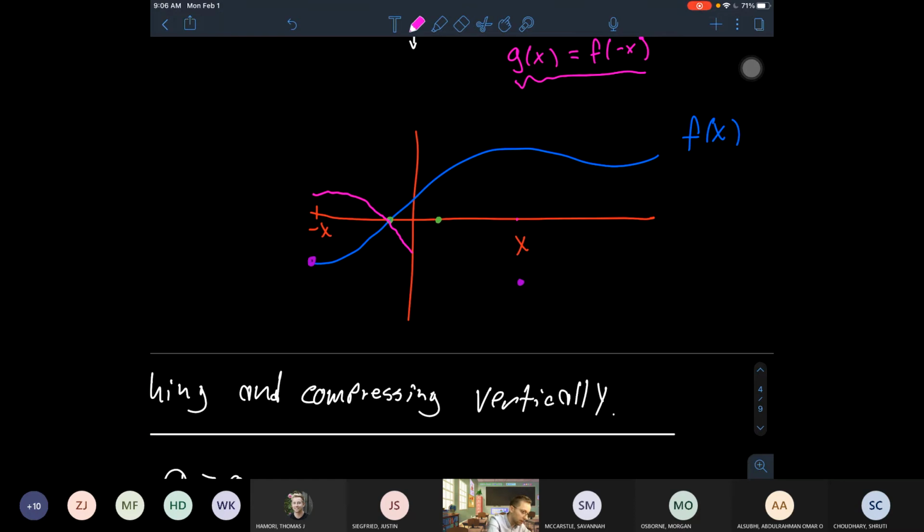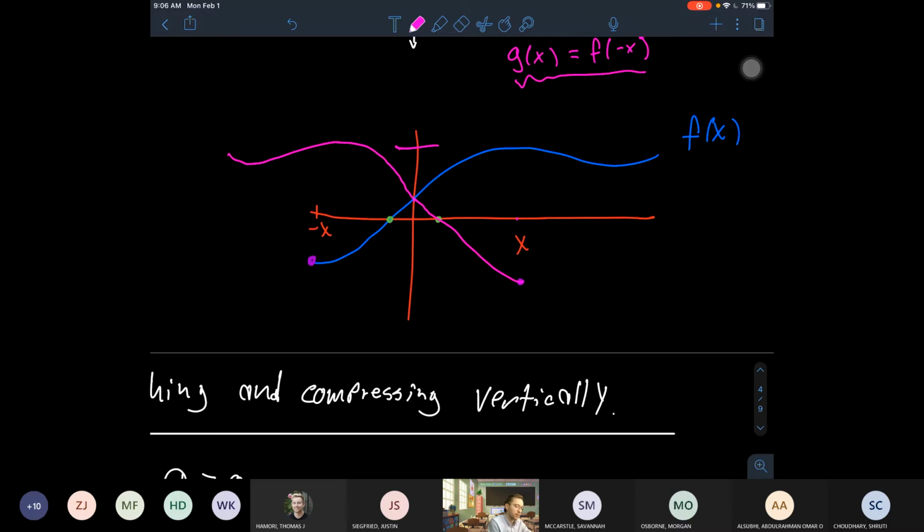Wait. Hang on. This is not right. It should look like this. That, and then the top should look like this. There we go. Okay, so we flipped it across the y-axis. That's what we did here.